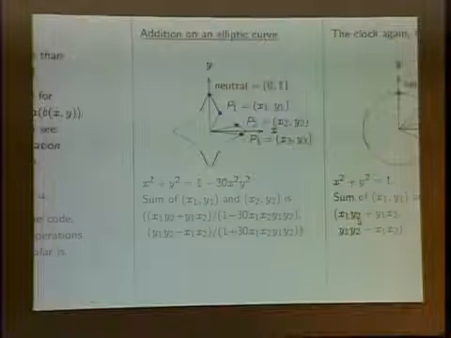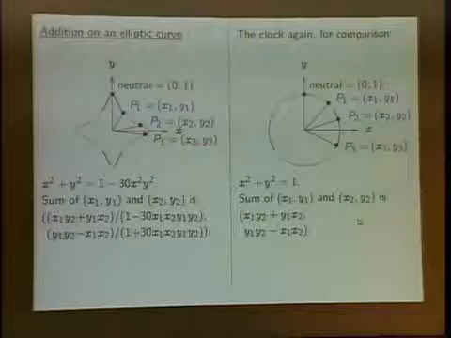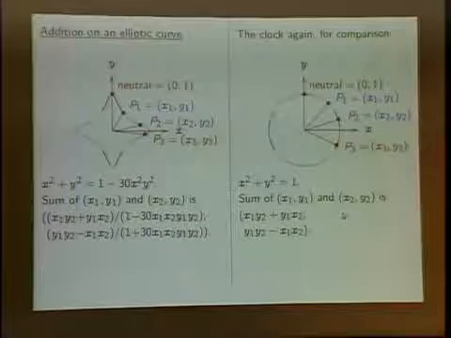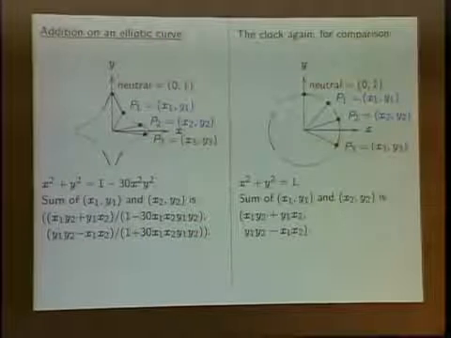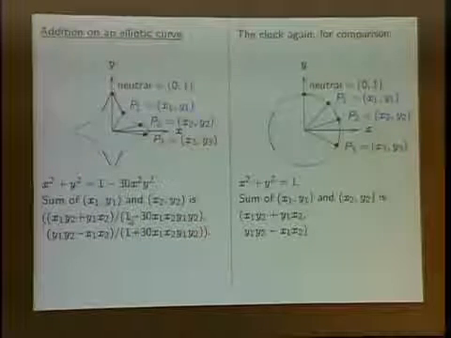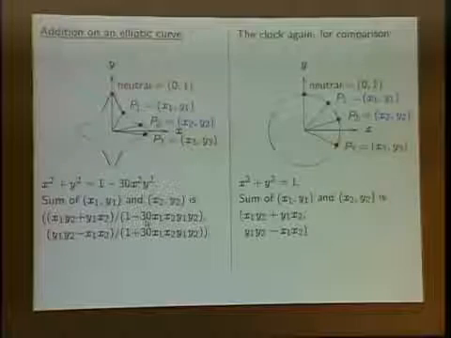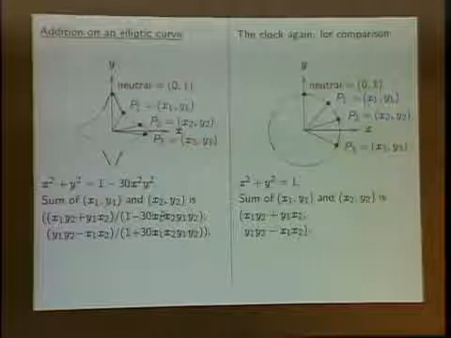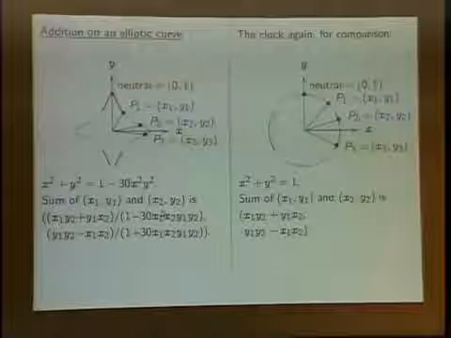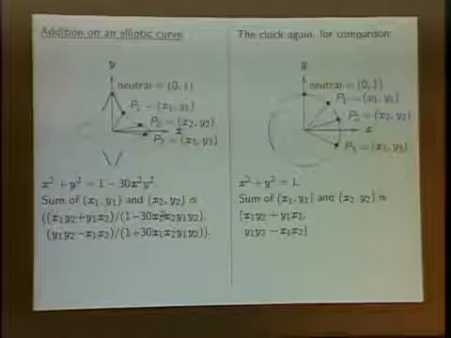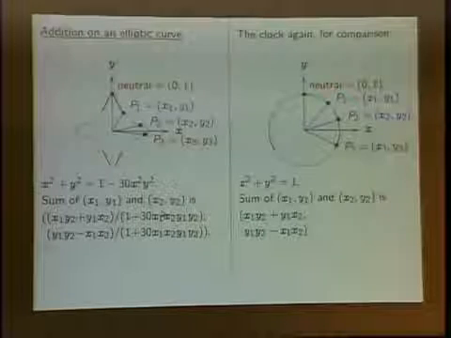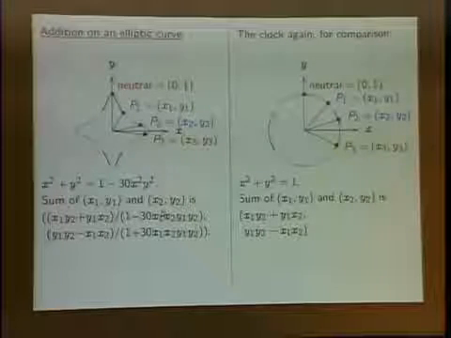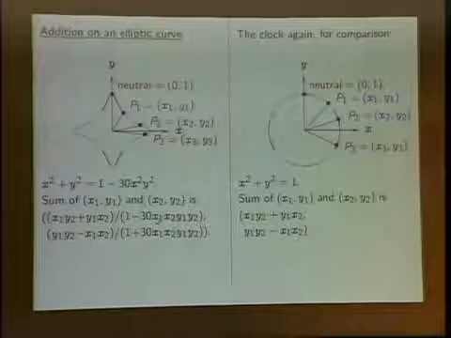So for comparison, here's the clock again. The clock just has x1 y2 plus y1 x2, and we have the same value up here, and then we divide by 1 minus 30, so the 30 from up here, times x1 x2 y1 y2. Also in the y coordinate there's a denominator which is almost the same except for a sign flip. Instead of minus 30, it's plus 30. So if you're comfortable with the addition on the clock, then the addition on the elliptic curve looks almost the same.